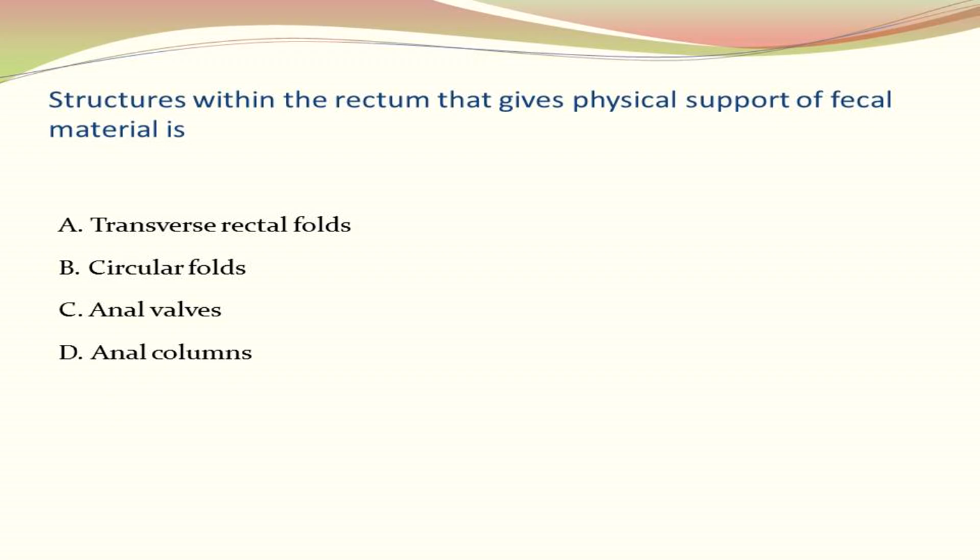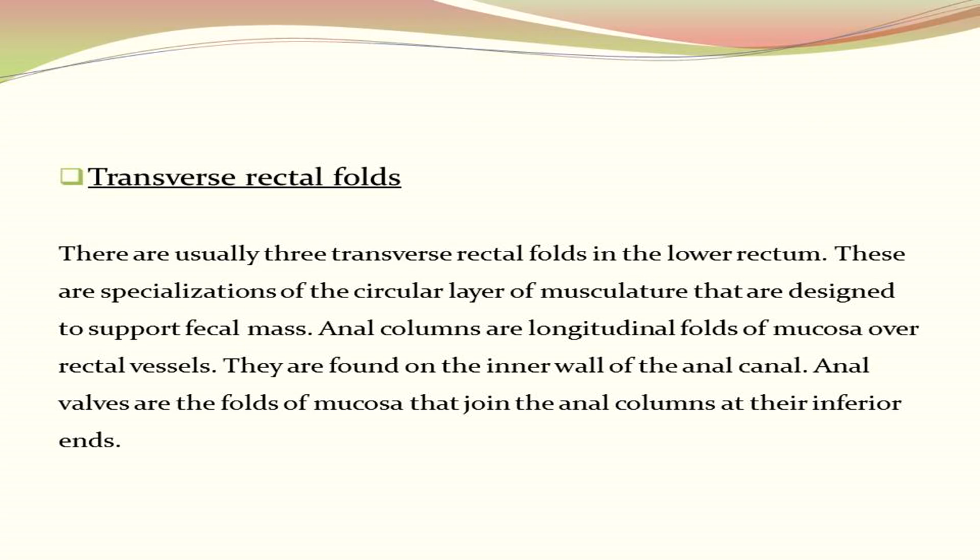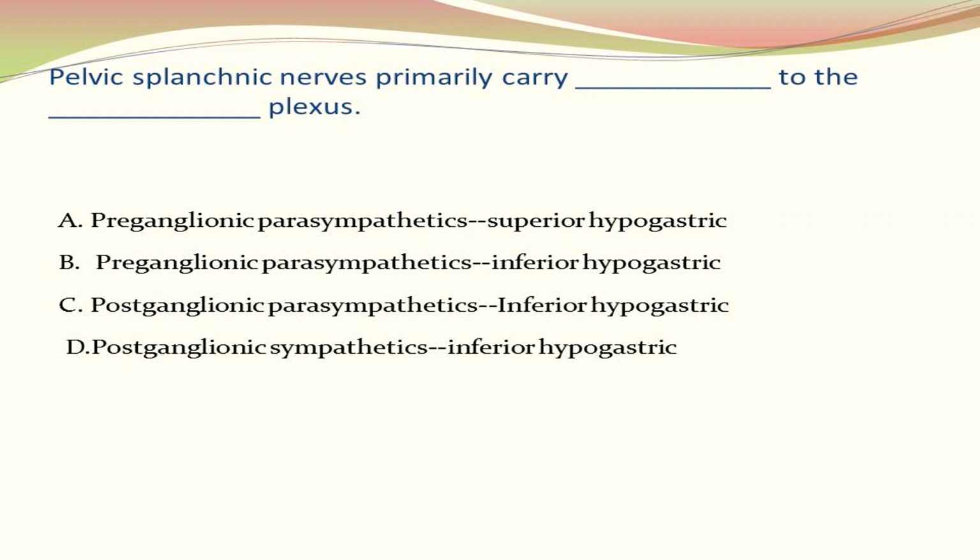Now these are different questions which can be asked as far as the anatomy is concerned. Support to the fecal material: transverse rectal folds. This was the question I was repeatedly telling you: pelvic splanchnics primarily carry preganglionic parasympathetic fibres.